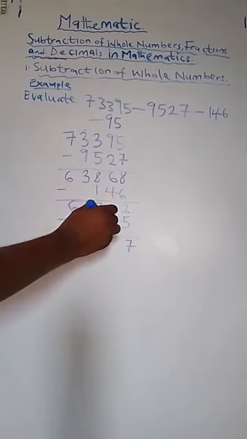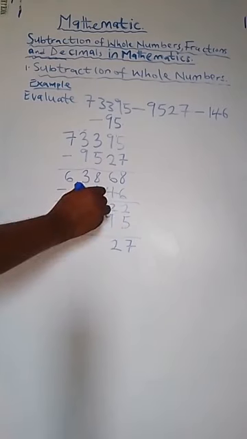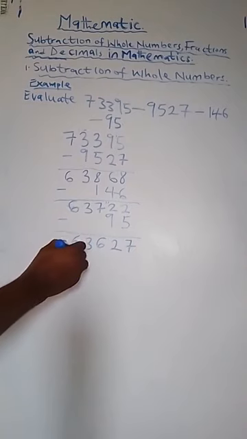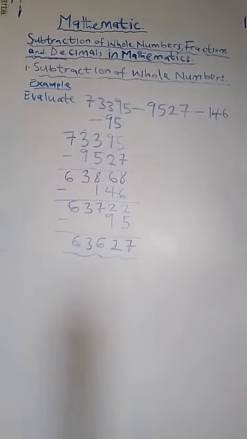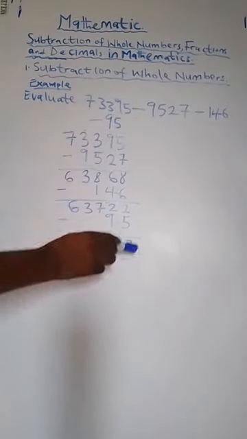I'll borrow 1. 1 minus 9 is not possible. I'll borrow 1 to here. So this is 11. 11 minus 9, that's 2. I have 6 left here. I have 3. I have 6. So this is my final answer: 63,627. So if you remove this and this from this first one, your final answer will be this.